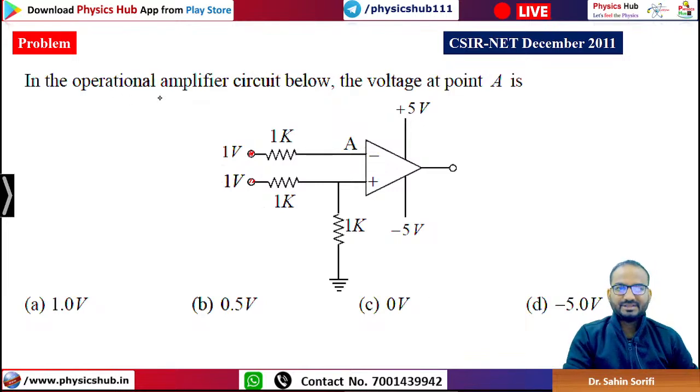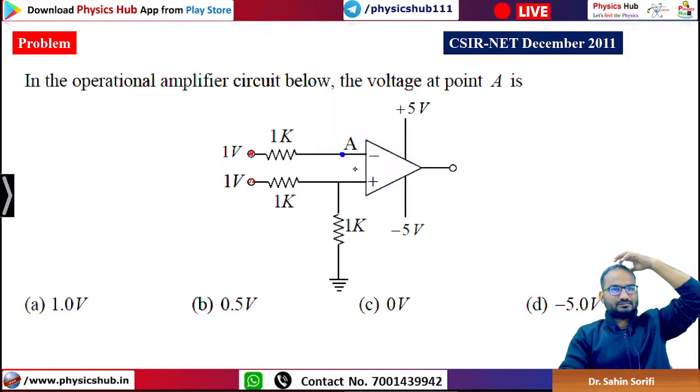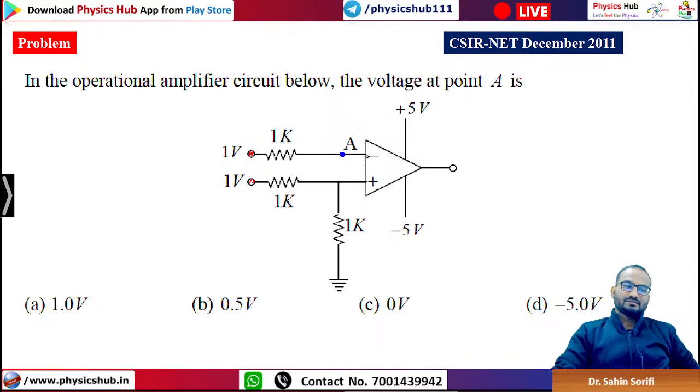Okay, look at this problem. In the operational amplifier circuit below, the voltage at point A is. बताइए दोस्तों क्या होगा आंसर? What will be the answer of this question?